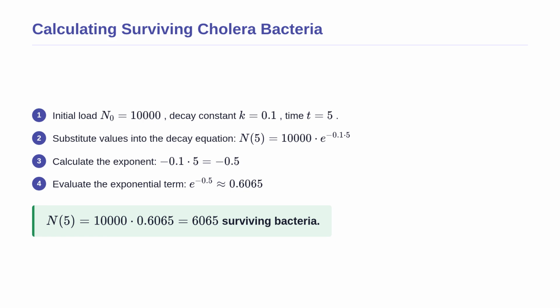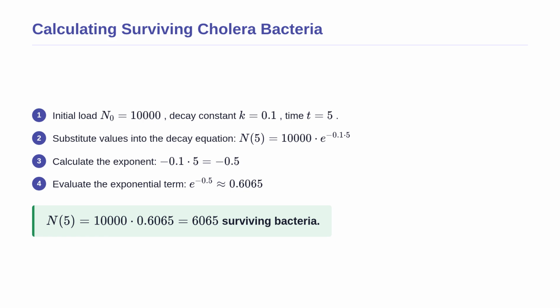We start by substituting our known values into the exponential decay formula. The exponent becomes negative 0.5, representing the total decay factor over the flight. Evaluating e to the power of negative 0.5 gives us approximately 0.6065, meaning about 60.65% of the bacteria survive.